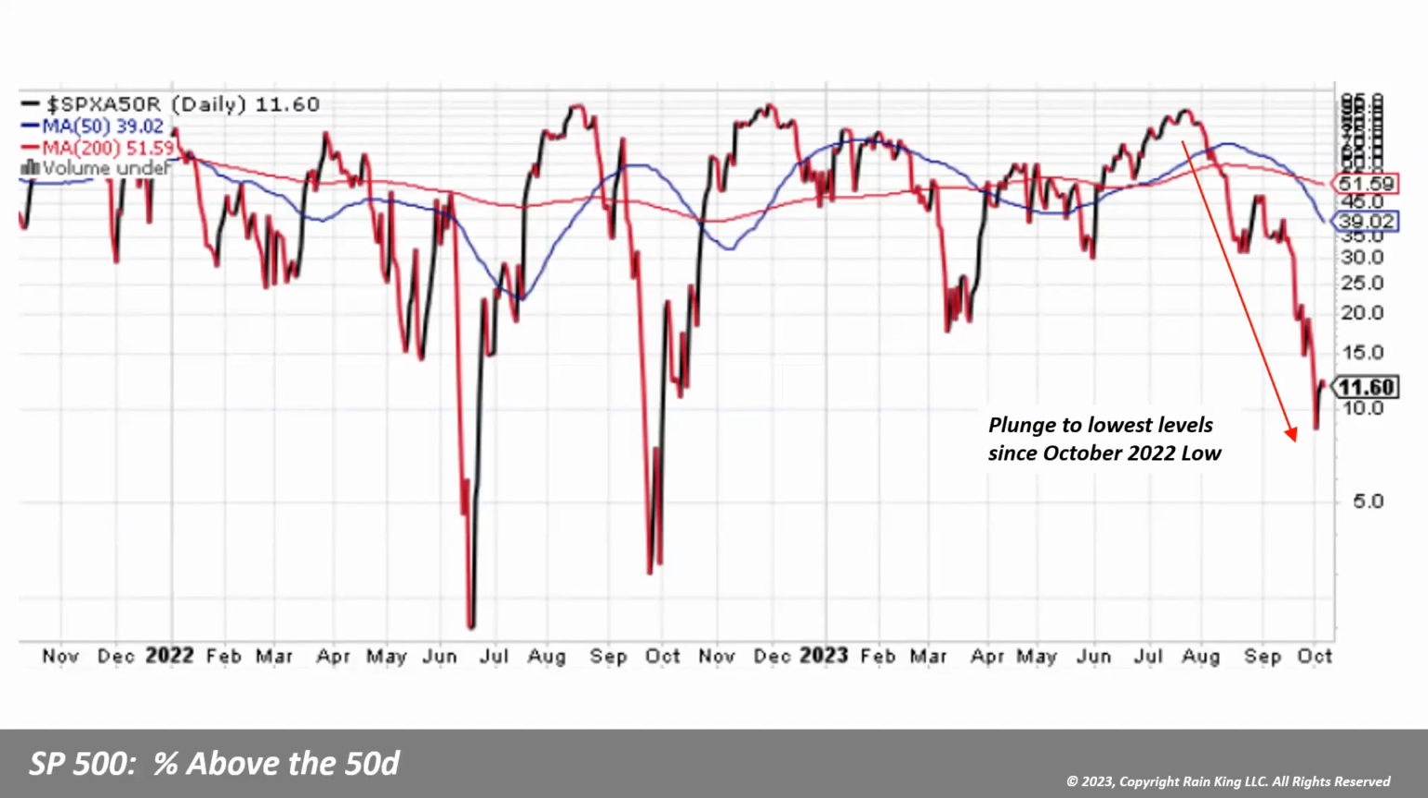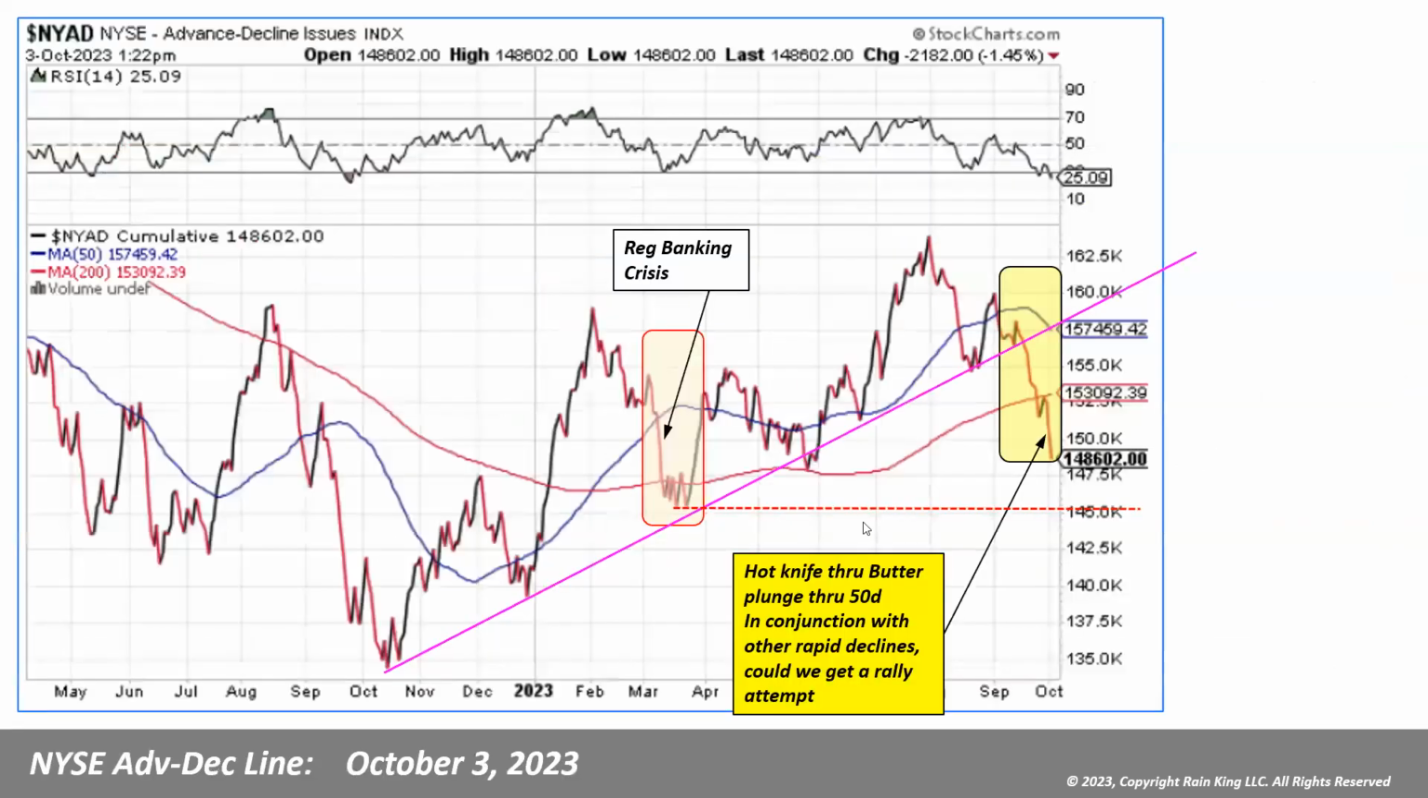Next chart, this is the S&P 500, the percentage of stocks above their 50-day moving average. Again, really disturbing to see this plunge that we've seen since August. We touched below 10% of S&P stocks above the 50-day moving average. We are way down at lows that we have not seen since the October market bottom of 2022. So we're reaching some pretty extreme levels at the moment.